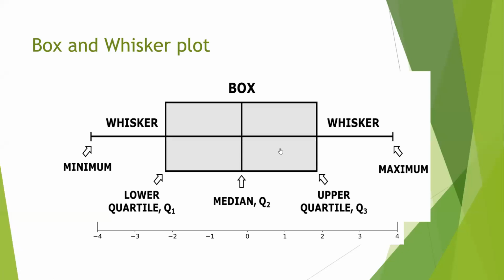Somebody is saying it was explained by Anup sir, so we can leave it, but I want to talk about the outliers only. I'm not going to explain the whisker plot.